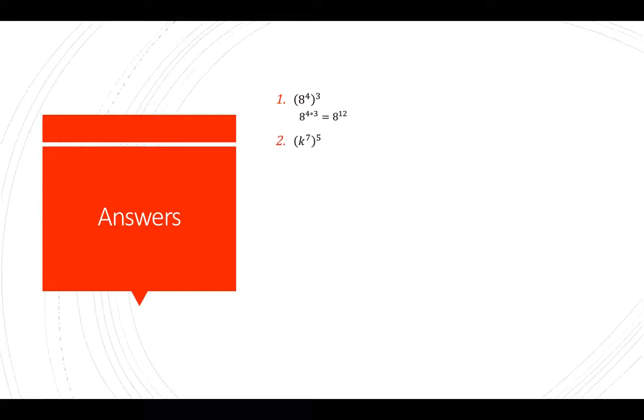Number 2, k to the 7th to the 5th power. We'd get k to the 35th power. Number 3, 2w to the 2nd power over 5w raised to the 3rd power. With this here, I've got my final answer of 8w to the 3rd over 125.